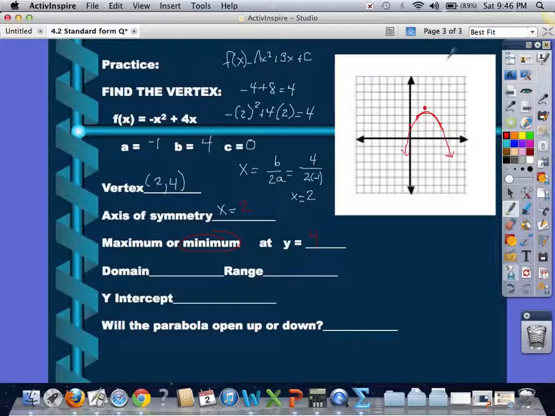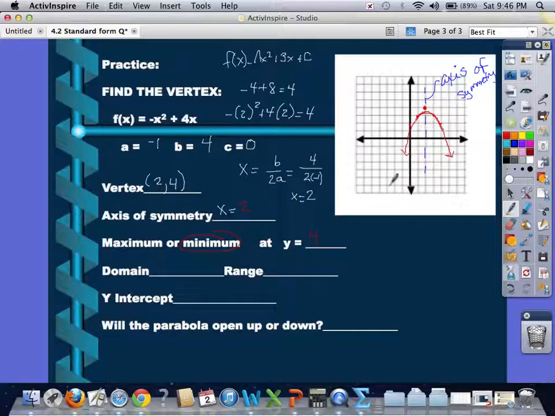Okay? The axis of symmetry, again, is an imaginary line. Most of the time, you will see it with the dotted lines. So I'm drawing in the axis of symmetry. What that means is, if you were to fold this parabola in half, it would be exactly the same on both sides if it was drawn accurately.